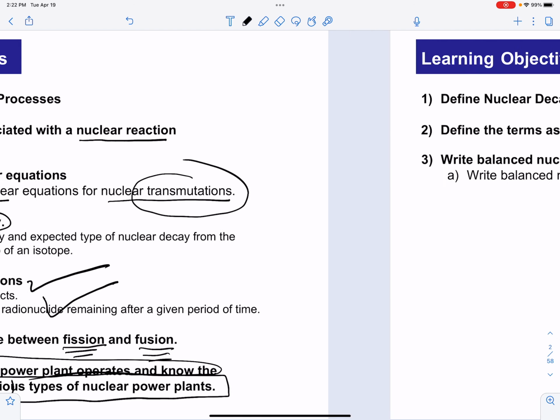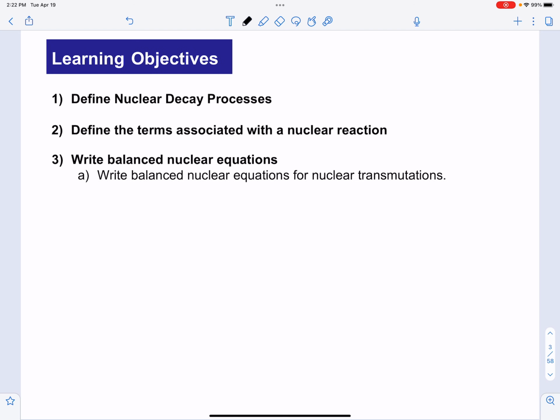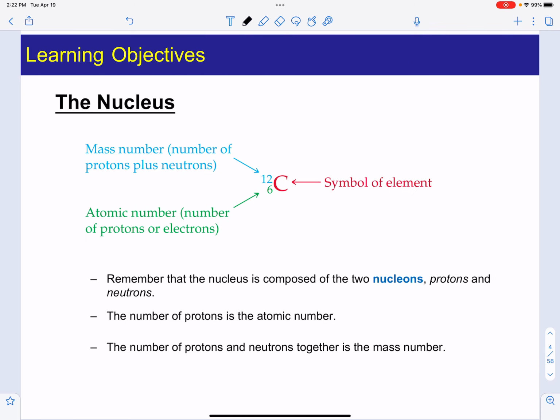So let's begin by taking three objectives at the same time. We're going to define what nuclear decay is, or the process, the terms that we need to understand that, and how to write nuclear equations. So let's begin with a quick review of what you learned back in 1411.